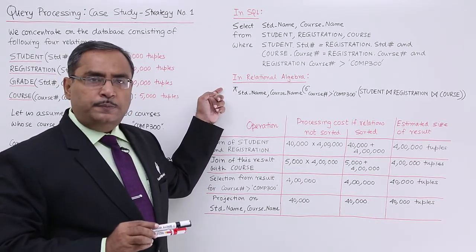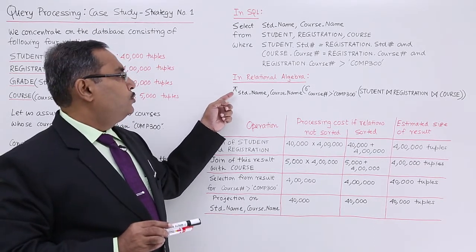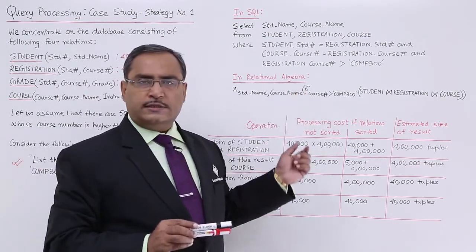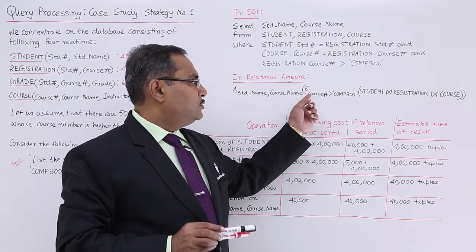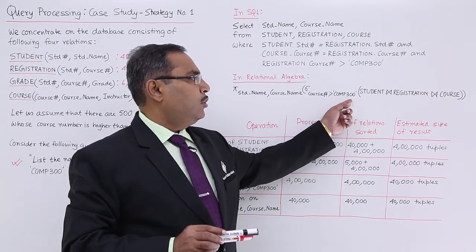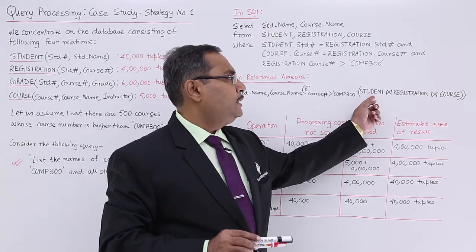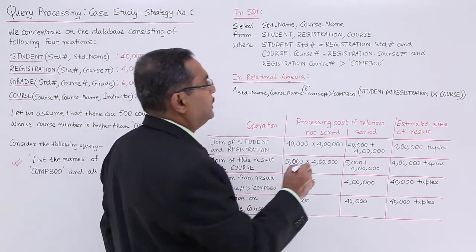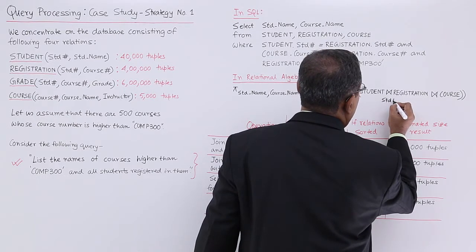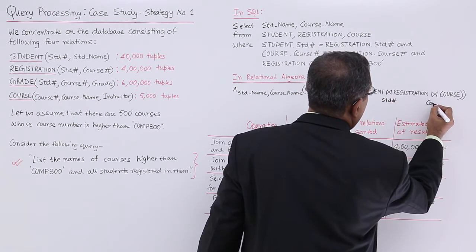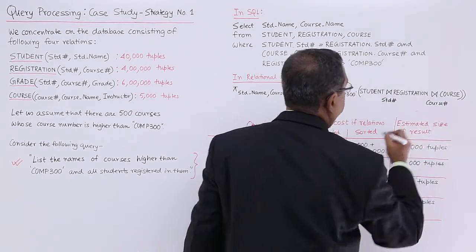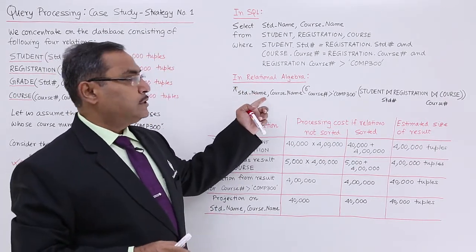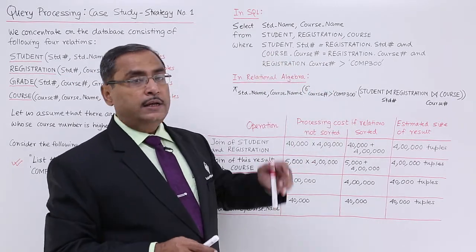Now the respective relational algebra expression. So pi student name, course name, pi we know that this is known as the projection, and sigma stands for selection. And on this, so that is the sigma course number greater than COM 300. And here we are having student natural join registration, natural join course. So for your better understanding, we can write here we will be having std hash, and here we will be having course hash or course number. So on this particular attribute, this natural join is taking place. So that is, in relational algebra, the respective query against this particular SQL statement.